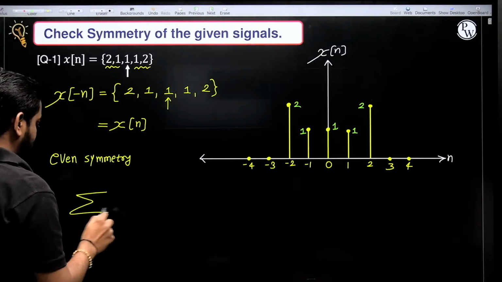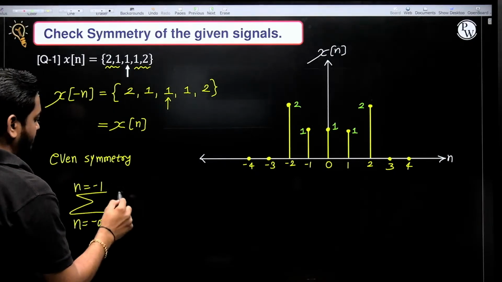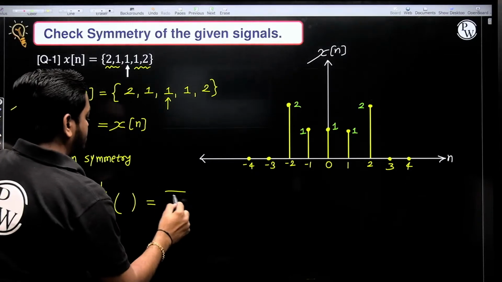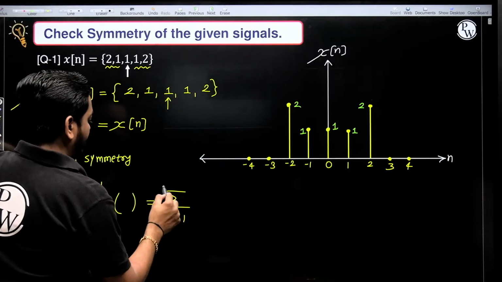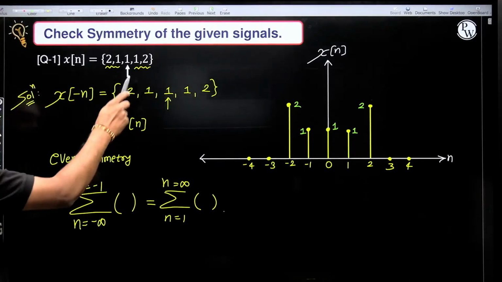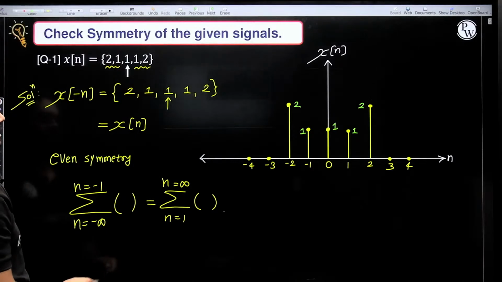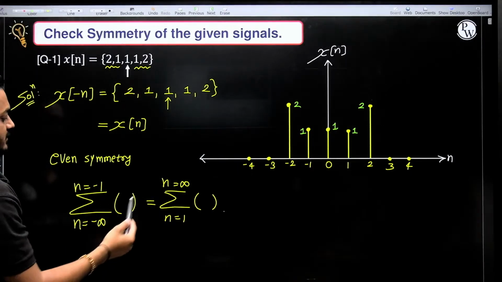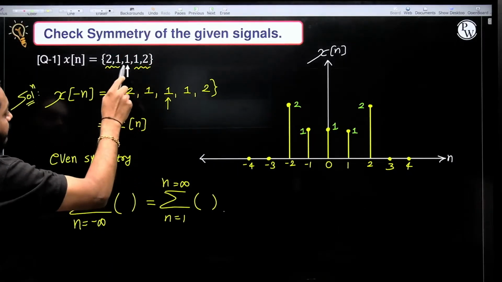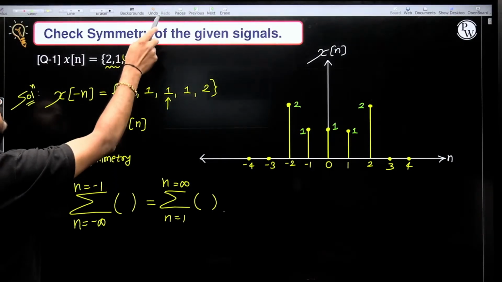So can we say summation from minus infinite to -1 is equal to summation from n equal to 1 to infinite, will be same. So we can write like this: 2 times summation n equal to 1 to infinite, plus x of 0, guys. This is nothing but origin, x of 0.